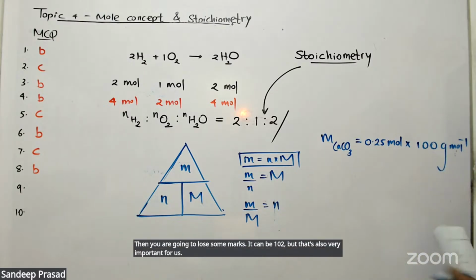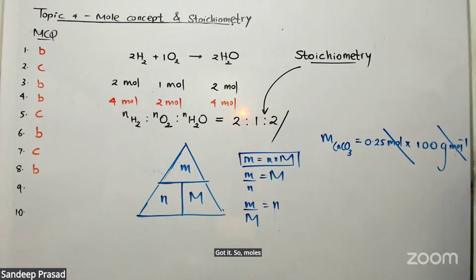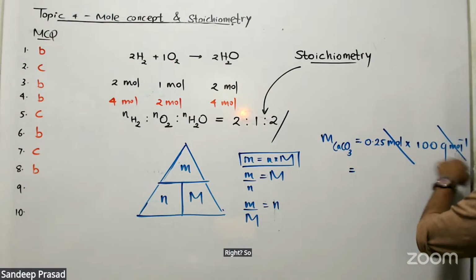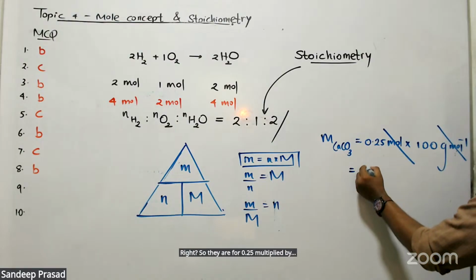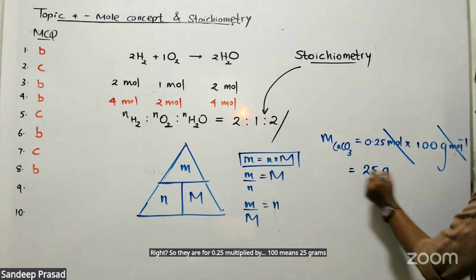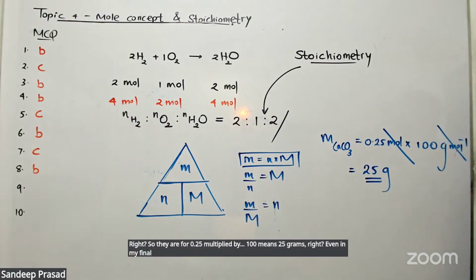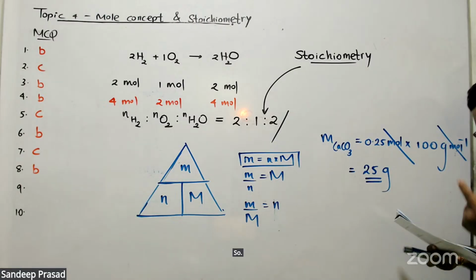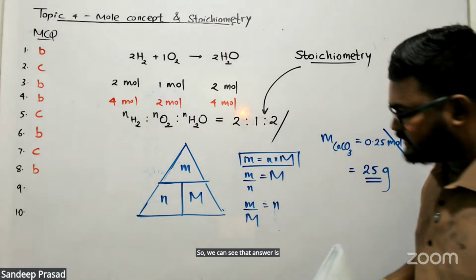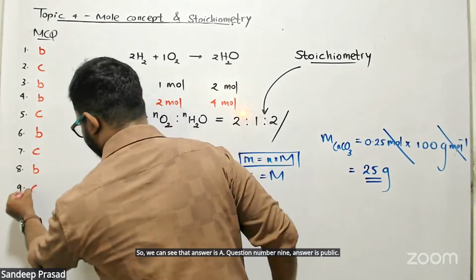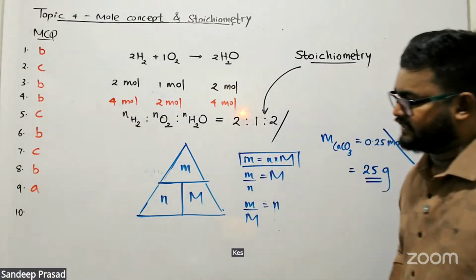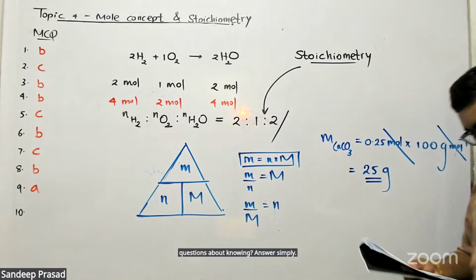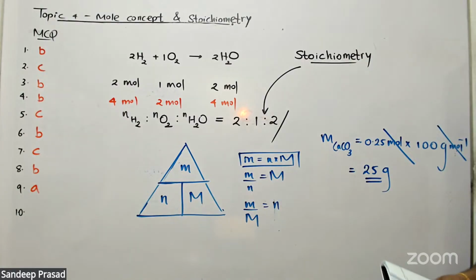Got it? So moles and per moles will cancel off, right? So therefore 0.25 multiplied by 100 means 25 grams. Even in my final answer, the unit is available. So we can see that the answer is A. Question number 9, answer is simple A. All right.